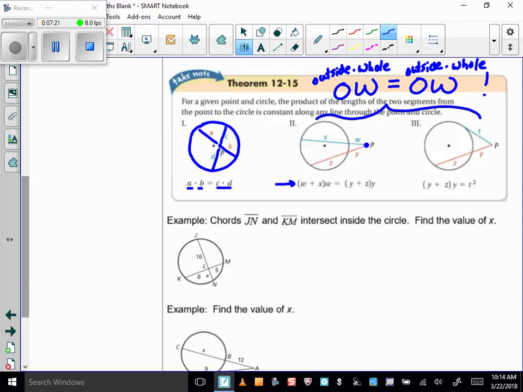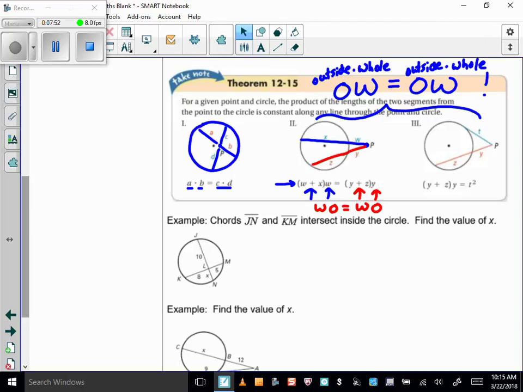Let's look at this. If I take the blue segment here, the outside of it is W, and the entire length of that segment is W plus X. And the other segment, our red one, the outside of it is Y, and the whole segment is Y plus Z. So it's kind of reversed here. Outside times the whole equals outside times the whole. I just thought you could remember it better using ow, ow instead of whoa, whoa. But whatever you like.